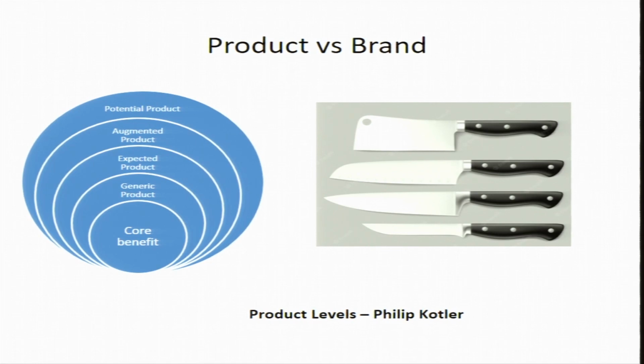Expected product, so when you go and buy a knife, nowadays a knife is also very expensive, but when you go and buy a knife, especially when you buy a good brand where you spend say 100, 200, 500 rupees for just one knife, what you expect is that when you cut something with that knife, it actually cuts well. So, core benefit is to cut, generic product is to actually cut and expected product is to cut well. So, when you cut say an apple with your knife, it should cut very smoothly. So, expected product is that your knife cuts well.